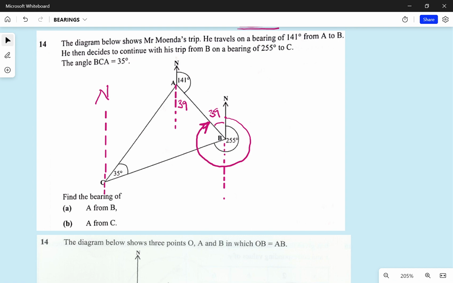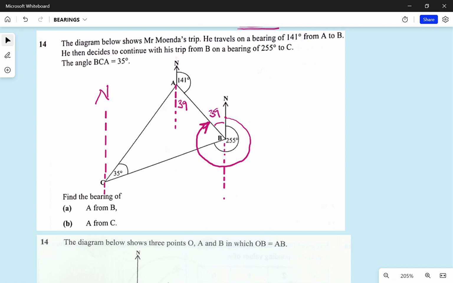So I'll simply say the remainder. Here, what I'm going to do is say this is 255, less 39. So we're going to say 360 less 255 less 39. So I have 66 here, meaning from there to there is 66.